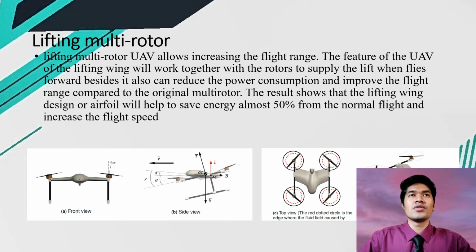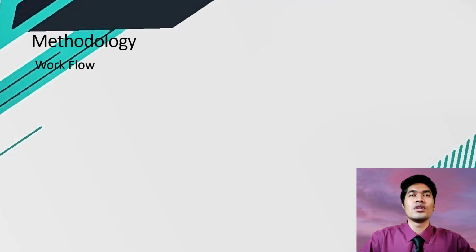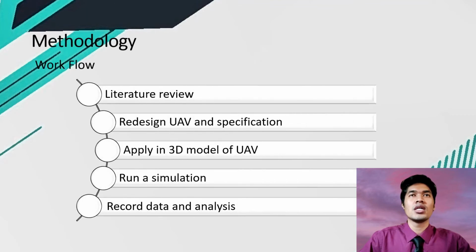Next, we come to the workflow. The first step is the literature review. Next, redesign the UAV and its specification, because the first thing that needs to be changed is the propeller motor position. The third is to apply it into the 3D model of the UAV using X-Plane. Run a simulation, also using the X-Plane software. Record the data and do the analysis.